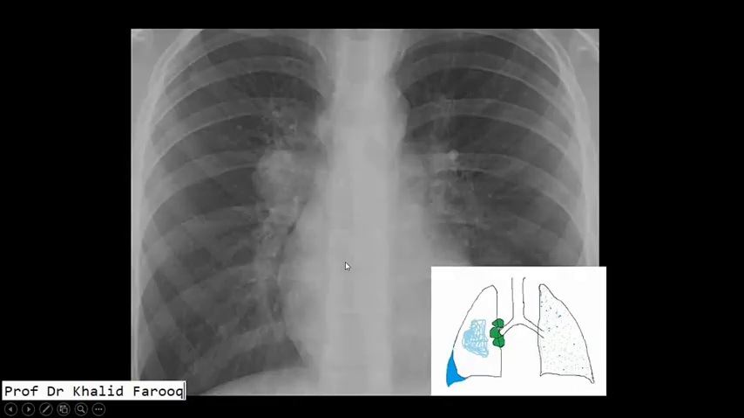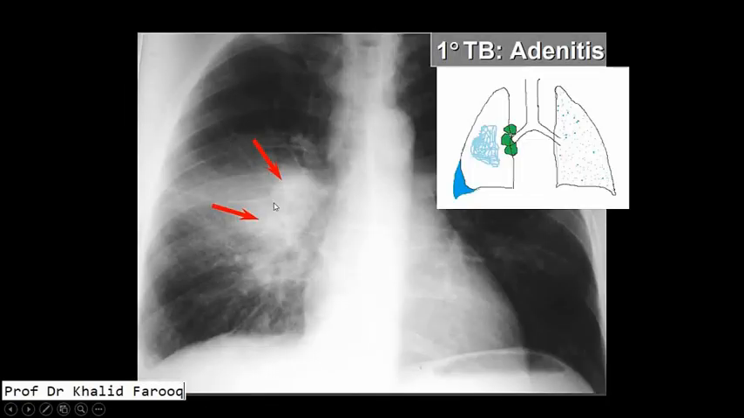Here we can see right hilar lymphadenopathy in this X-ray. In this slide we can see right hilar lymphadenopathy with consolidation and tiny strip of right-sided effusion. So in this X-ray we see all three findings together.